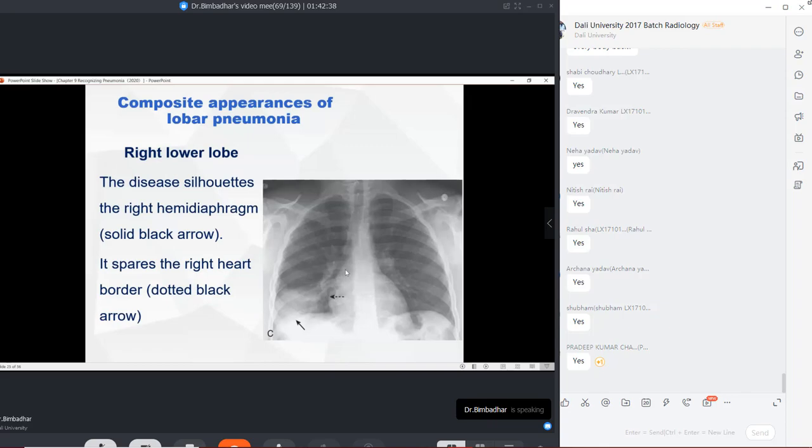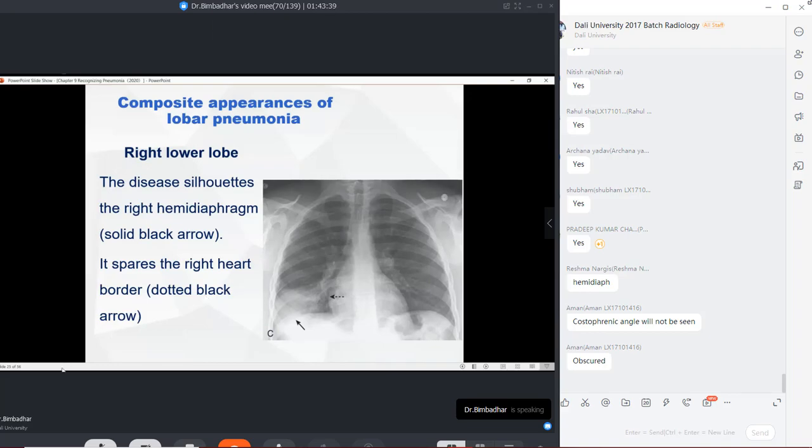Then what about right lower lobar pneumonia? You see here, I can see the right heart border quite clear. And I see a homogeneous hyperdensity with hazy margins presenting down in the periphery of the right lower lung field. The lung field is entirely different from the segmental divisions. I can see a homogeneous density obscuring the shadow of the right hemidiaphragm, sparing the right heart border. The right heart border is quite clear, and the homogeneous density is present down in the periphery, obscuring the shadow of the right hemidiaphragm. So by this, I came to understand that it is a right lower lobar pneumonia.